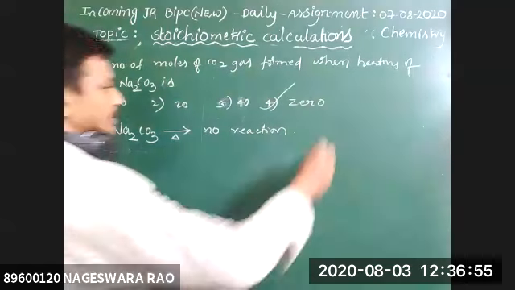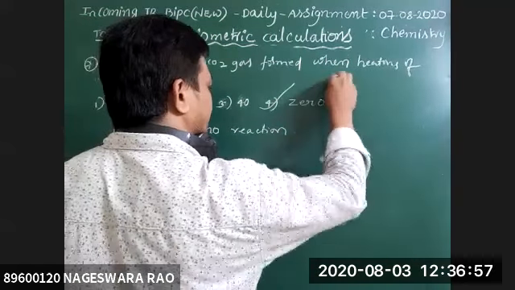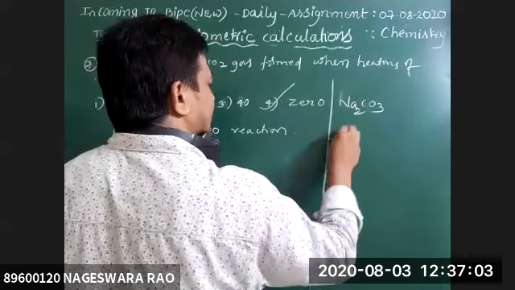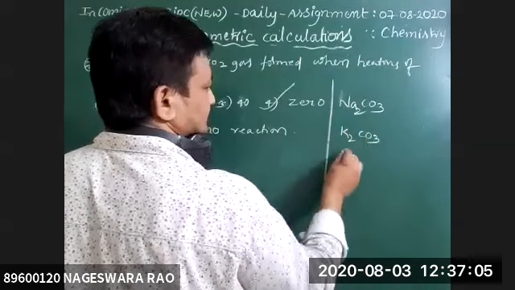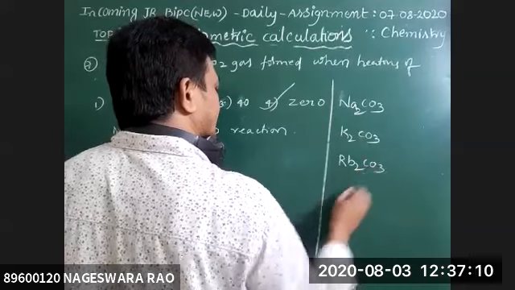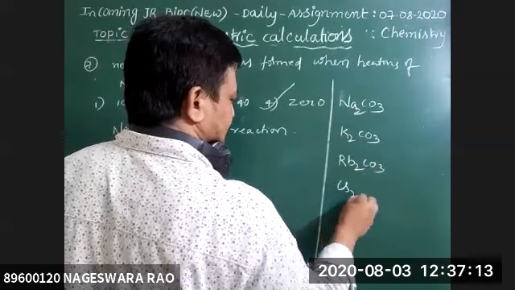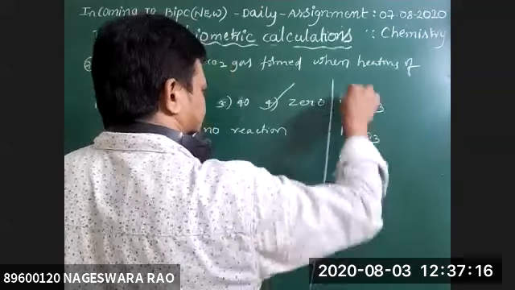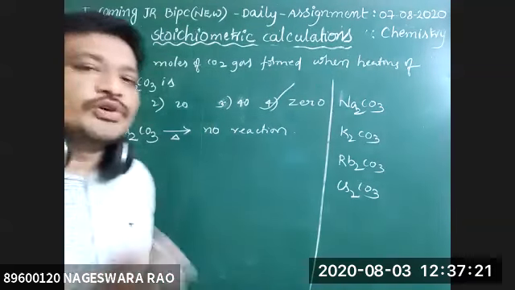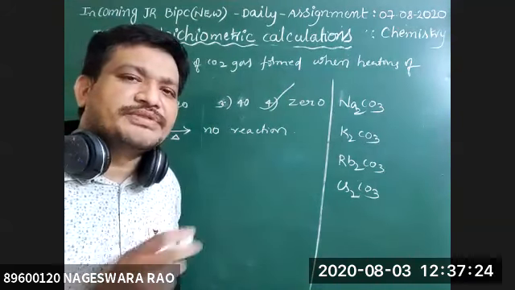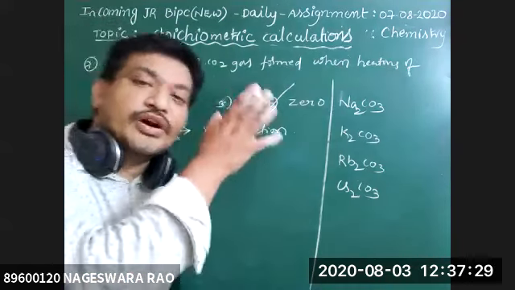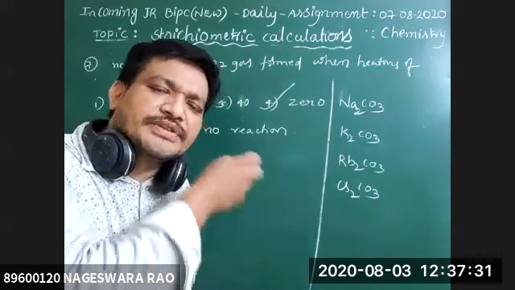First group carbonates, except lithium, all the remaining carbonates are very stable. So Na2CO3, K2CO3, Rb2CO3 and Cs2CO3 are the most stable carbonates and do not produce any CO2 gas. Except these 4 carbonates, all the remaining metal carbonates give oxide plus CO2 gas.